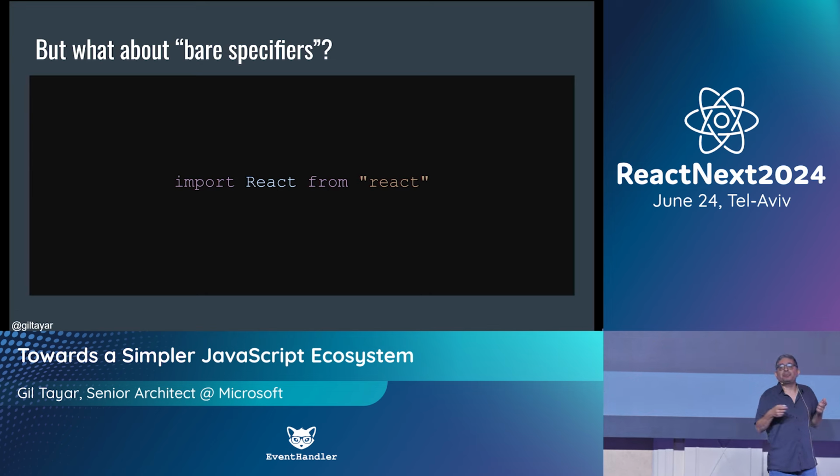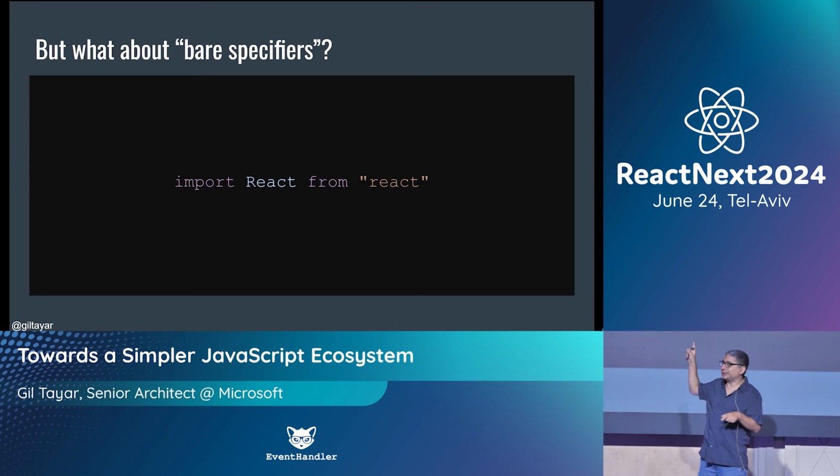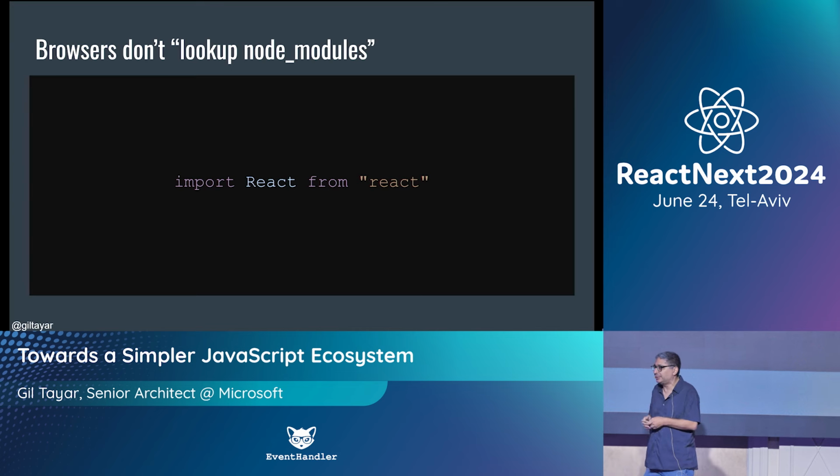But what about bare specifiers? This is called a bare specifier, where you're importing from the name of a package. Okay, this is not a path to a file. This is the name of the package. In ESM parlance, it's called bare specifiers because this is a specifier and it's bare. It doesn't have a path. Browsers don't understand node modules and all the lookup and all that. They don't, and they don't want to guess, which makes sense.